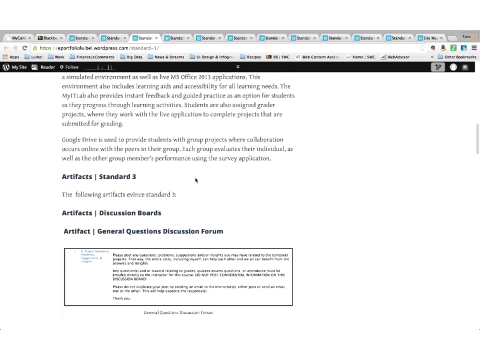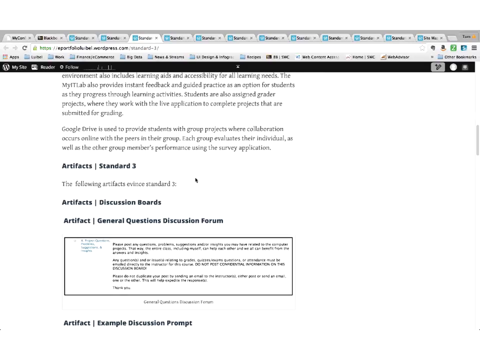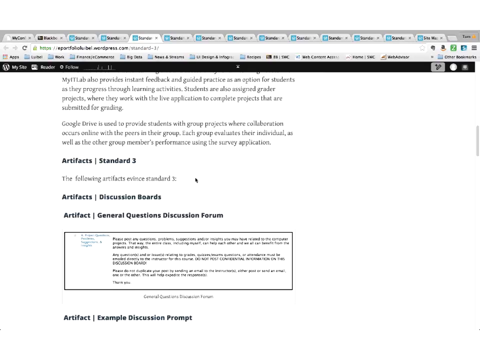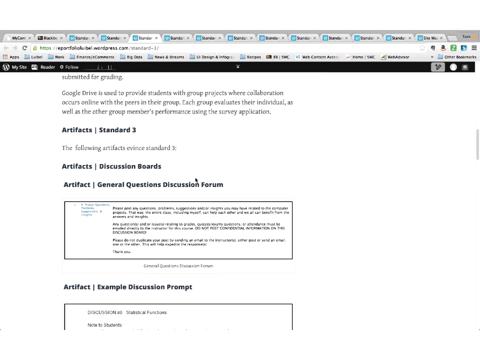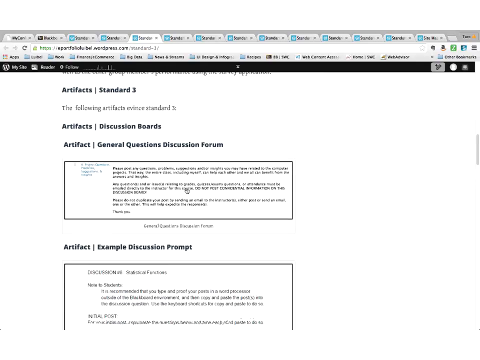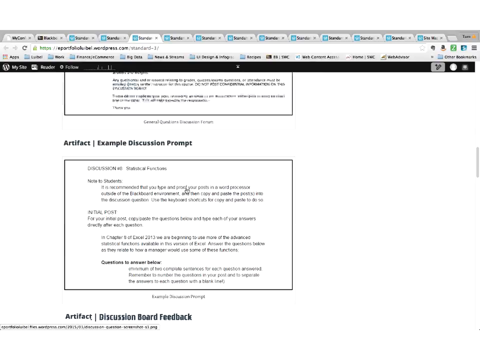I also use Google Drive for students. I post a lot of electronic documents there, and it's used for group projects where collaboration occurs online with peers. Each group evaluates themselves as an individual as well as other group members' performance using the survey application. And then we use discussion boards, again, the general discussion, insights, and problems.